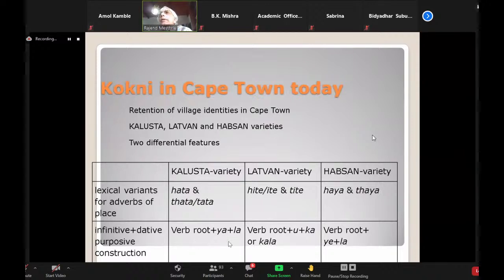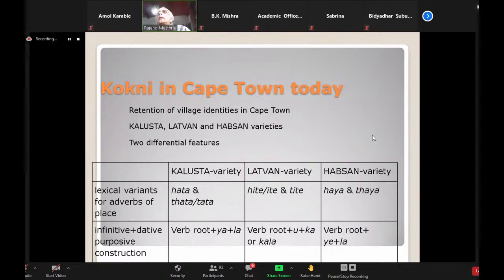The Kalusta variety uses the verb form, whether it is chal, or to go, or whatever, ya plus la. But the Latvan variety prefers u plus ka, or sometimes kala. And the Hapsan variety of Cape Town is somewhat in between. I think it has ye plus la. So there's still village variation after 140 years of the first migrations of Kokanis to Cape Town.